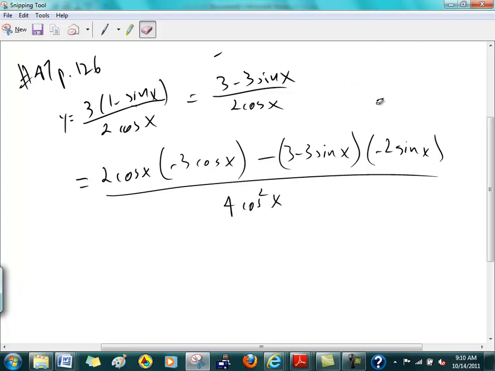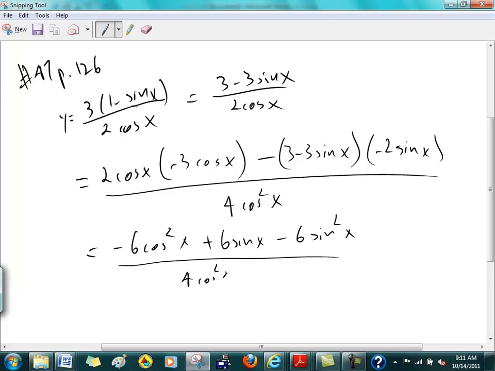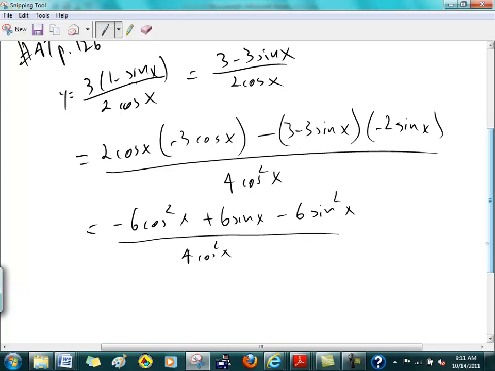Okay, is everybody caught up on this? Yes? Okay, let's distribute stuff out so you get minus 6 cosine squared x plus 6 sine x minus 6 sine squared x. Did I do that right? Is everybody caught up on this? All I've done is distribute the 2 cosine x and the negative 2 sine x. I've just multiplied that stuff out. Are you guys alive?